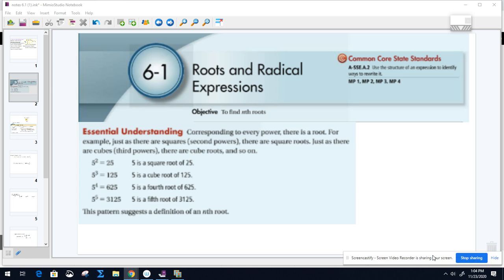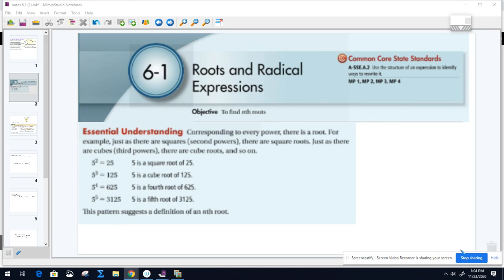All right, jumping into a new chapter here. We're going to deal with roots and radical expressions. So in this chapter, we're going to talk about adding radicals, multiplying radicals, simplifying radicals, all things that we've done before, but we're going to advance those. We basically only dealt with square roots. Now we're going to deal with cube roots, fourth roots, fifth roots, and so on and so forth.